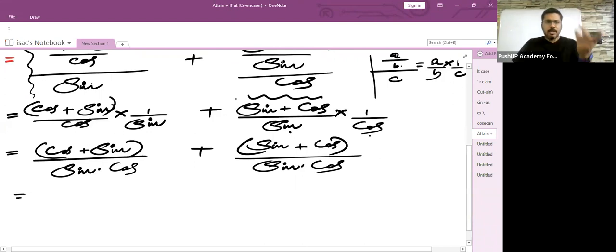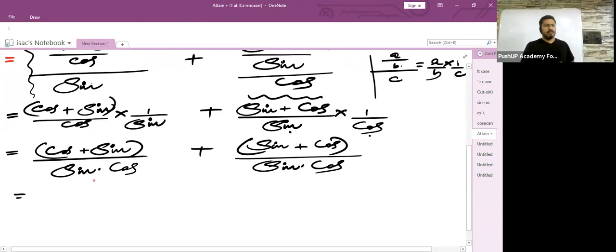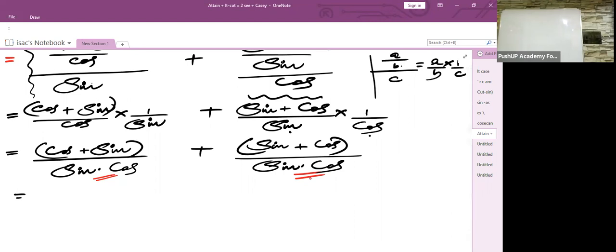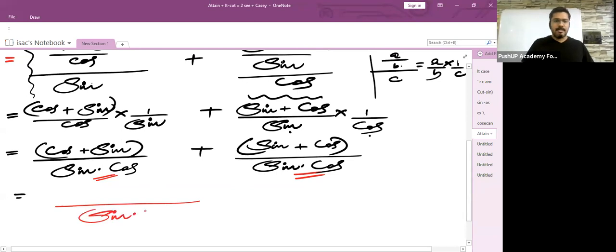Okay. I think once again you can go with the LCM method. Sandra, what would be the LCM? Here you have sine into cos, and here you have sine into cos. So what is the LCM? The LCM is sine into cos. Pay attention, Sandra.